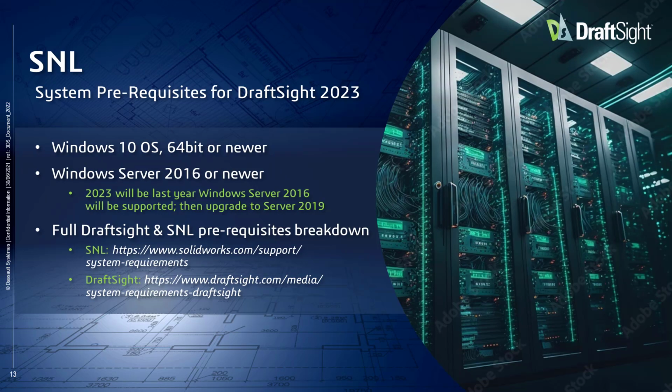So some prerequisites for DraftSight and SNL 2023 in terms of your system requirements. You need Windows 10 operating system, 64-bit or newer. And that being said, we do support Windows 11 for DraftSight 2023. And then you need Windows Server 2016 or newer.